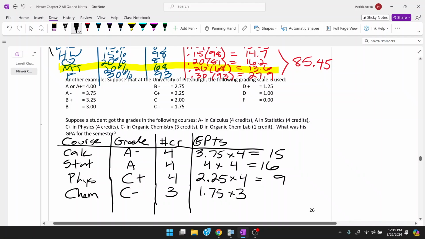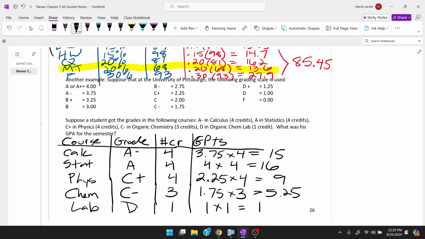1.75 times 3, that would be 5.25. And then the lab, first time I took the lab, I got a D. And the grade repeat policy worked the same as it does here. Let's say you take this course and you got a D the first time. If you were to repeat it and get a B the second time, it wouldn't count twice in your grade average. It would replace the D.